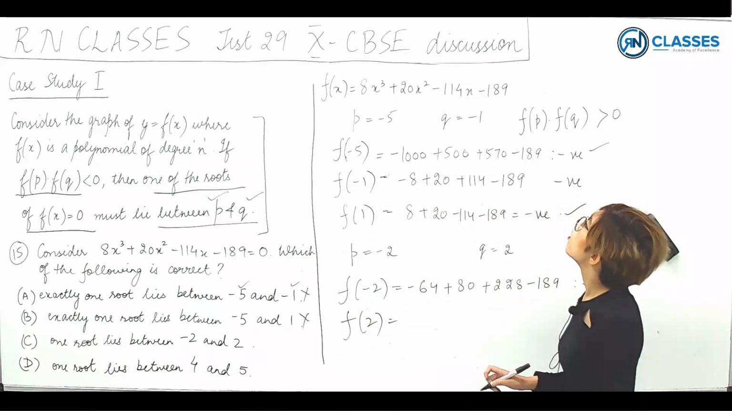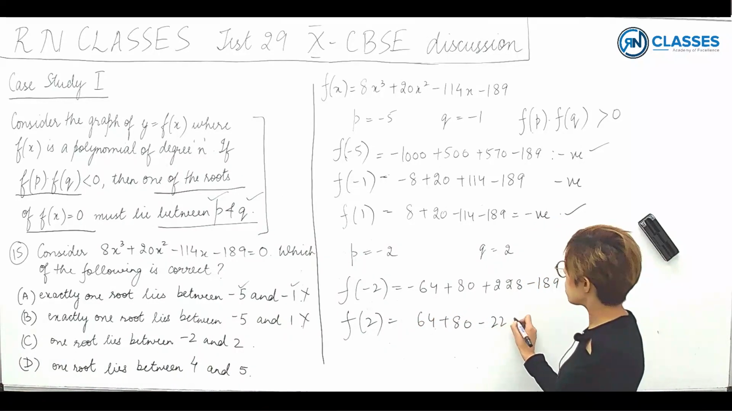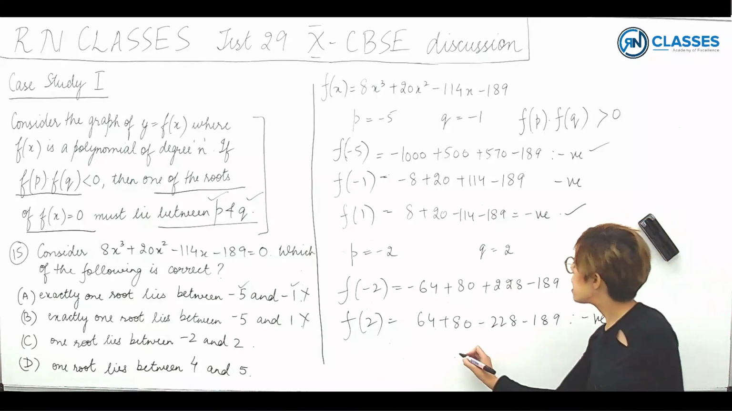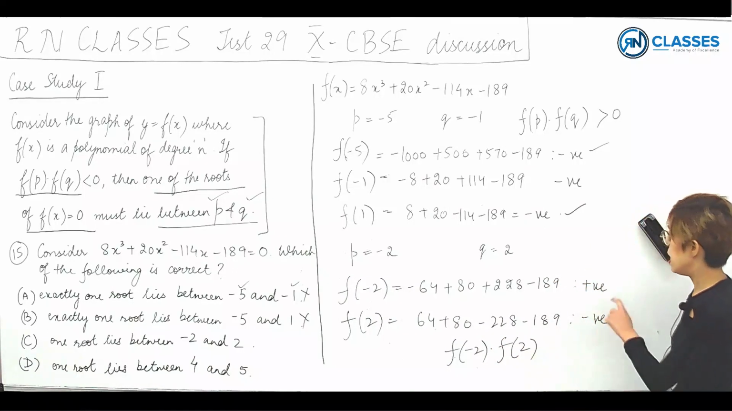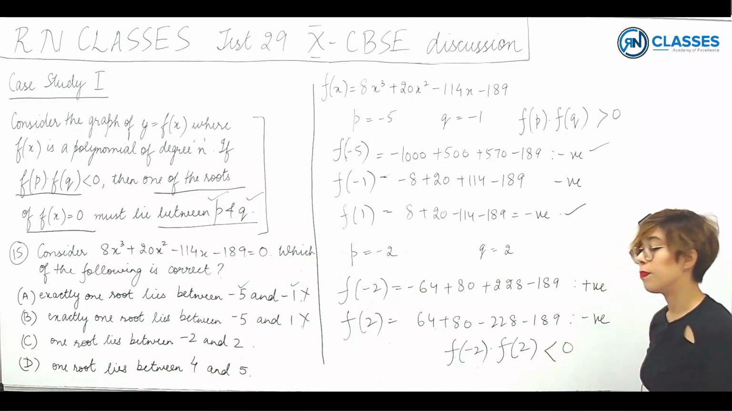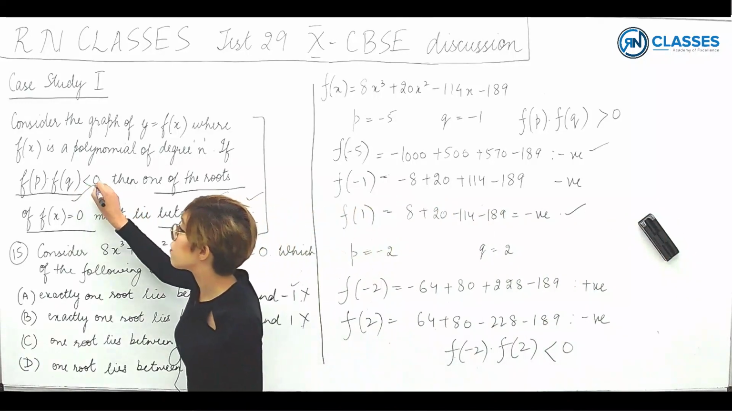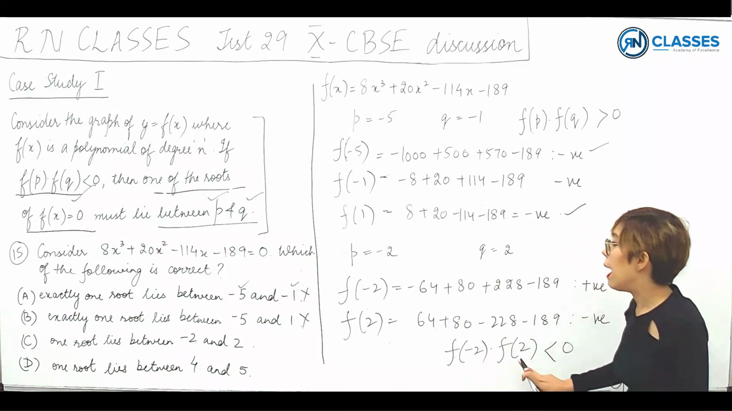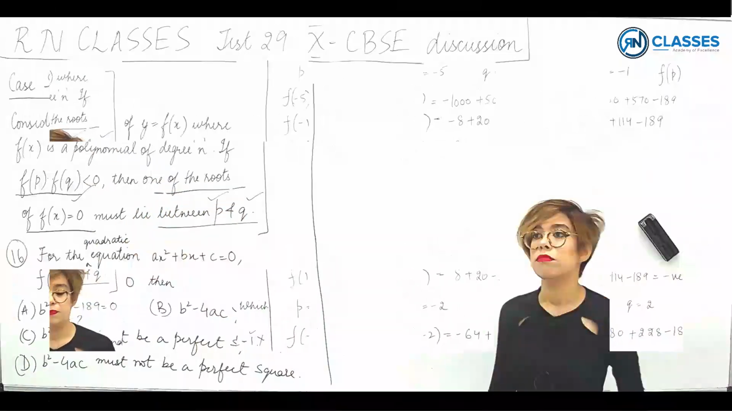Because my q is 2. So that is 64 plus 80 minus 228 minus 189, which is negative. Now as you can see, f of -2 into f of 2, is that positive or negative? Positive into negative, that is negative. That means this is less than 0. F of -2 into f of 2 is less than 0. Condition is satisfied. That means one of the roots must lie between -2 and 2. So I can say that option C is the correct one.